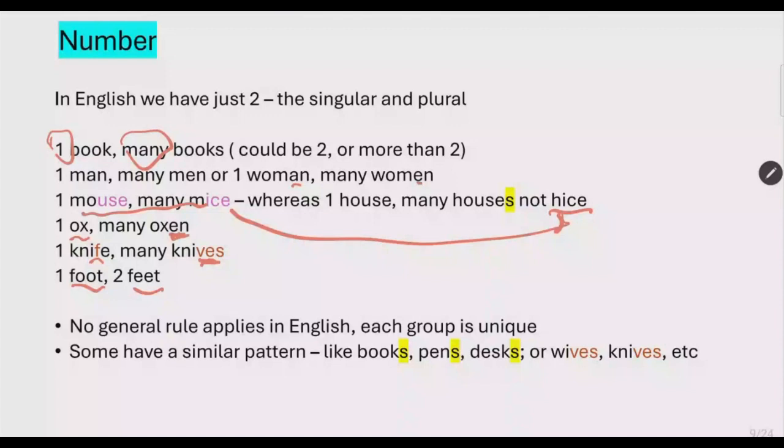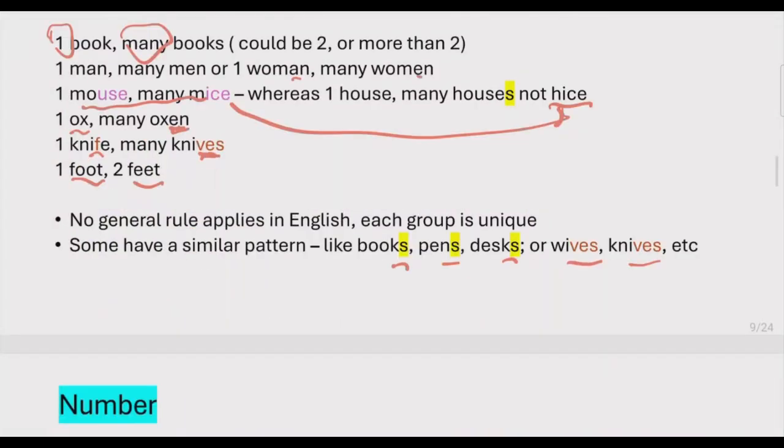So some have similar patterns, like books, pens, desks, where you just add an S, or you have wives and knives, a pattern there as well. So there are patterns in terms of expressing plural in English. Let's move on to number in Arabic now.